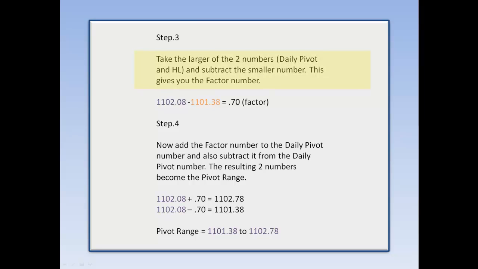So now, step 3 is going to take the larger of those 2 numbers, okay? From the daily pivot and the high-low number, and subtract the smaller number from the higher number, okay?